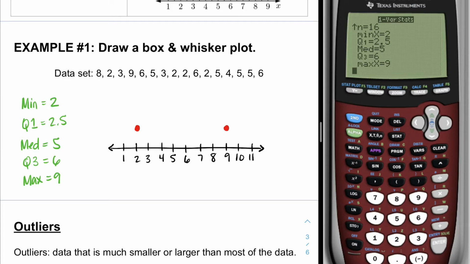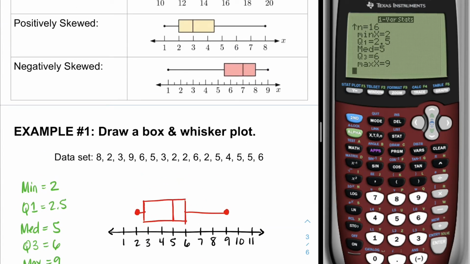My Q1 is 2.5, so that's going to be right here. And I'm doing this by hand, so it's not going to be perfect, but you get the gist. My median, my Q2 is here at 5, and then my Q3 is at 6. So I'm going to connect that in the middle to make my box, and then I connect my whiskers. So as you see here, we can tell that this is positively skewed, just by looking at it. Just wanted to throw that in there.